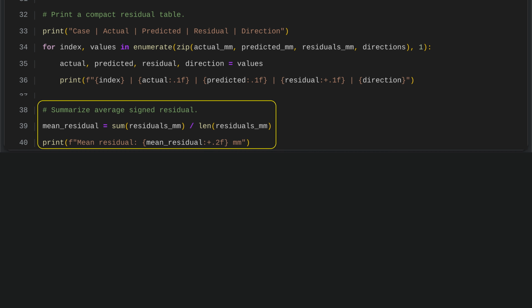The average signed residual is found by averaging all residual values into one number. This shows the typical direction of prediction error, indicating whether predictions tend to be above or below the actual values. Reporting it with 2 decimal places and a positive or negative sign makes the overall bias easy to interpret.